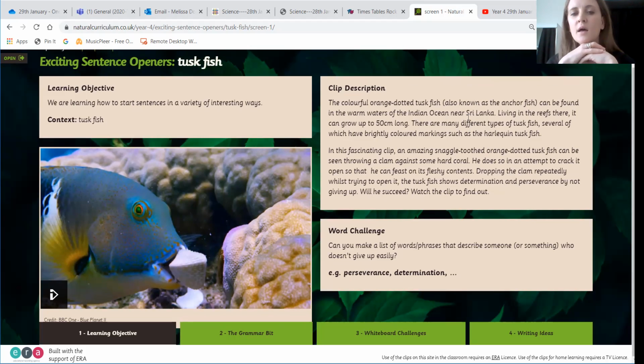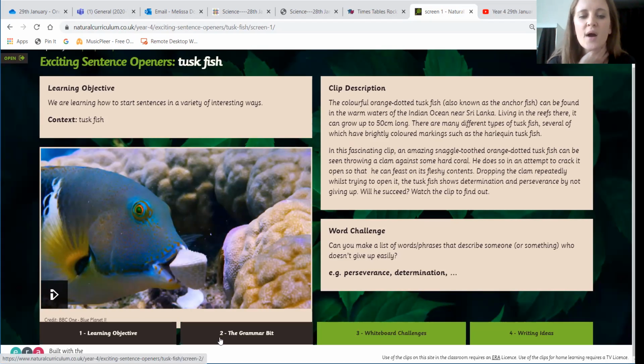Okay. So something you can do as a starter activity, a word challenge for you. Can you make a list of words or phrases that describe someone or something who doesn't give up easily? And think about also our words that we're looking at for being a leader, someone who doesn't give up. So we've got some examples there. We've got perseverance, determination. So what other words or phrases can you use that can describe someone or something that doesn't give up?